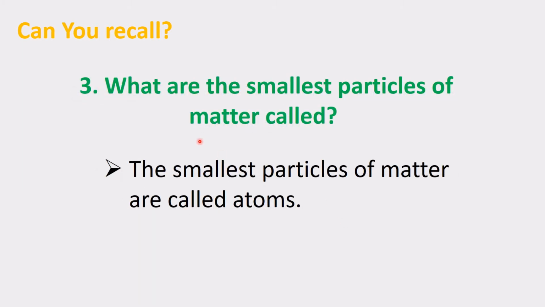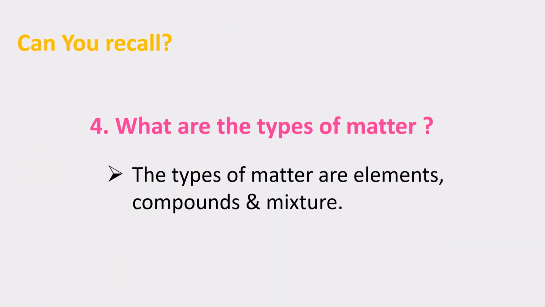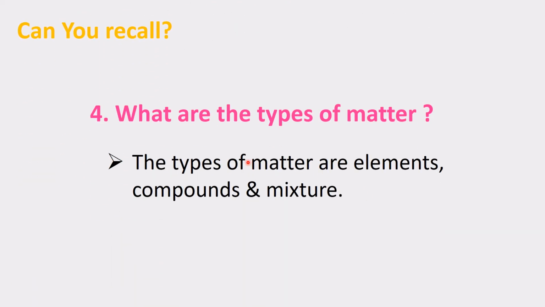Now the third question. What are the smallest particles of matter called? The smallest particles of matter are called atoms. Fourth question. What are the types of matter? The types of matter are elements, compounds and mixtures.